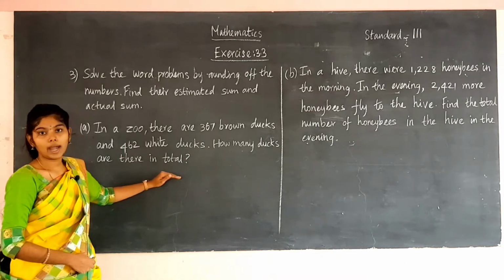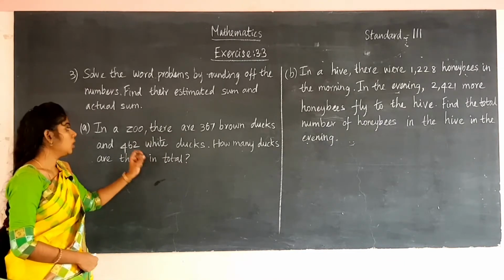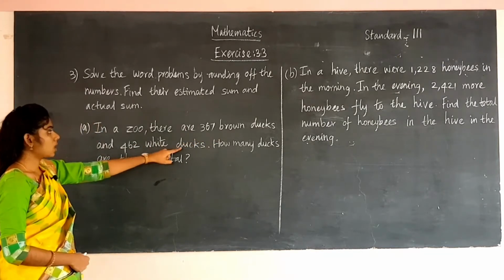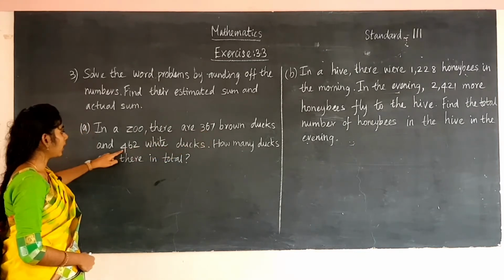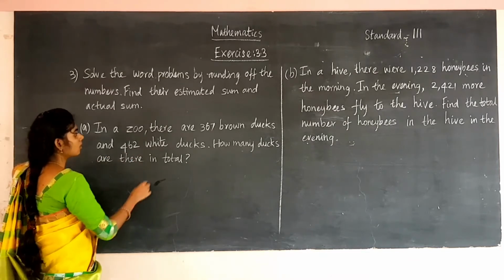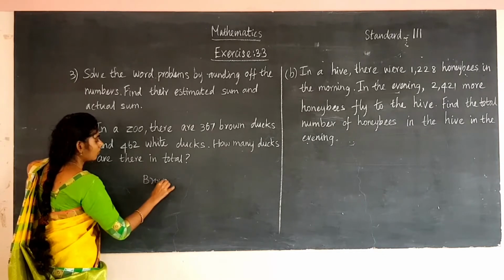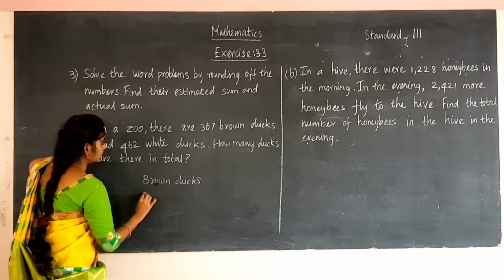Total means adding, just sum. Adding those two numbers you will get a total. So what all do we have to add? The brown ducks and the white ducks. What is the number of brown ducks? 367, and the white duck number is 462. So write those numbers first. First write the brown ducks and the white ducks.